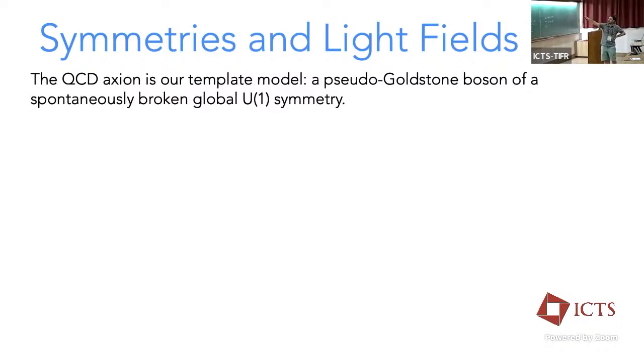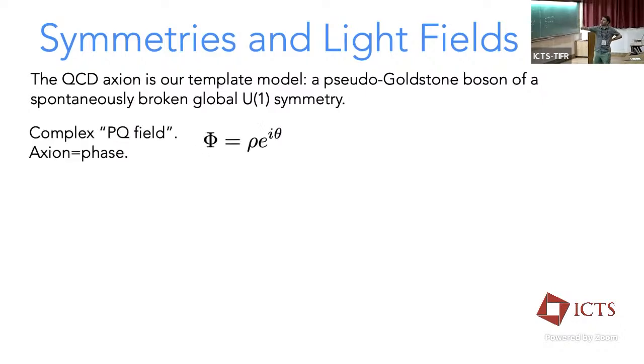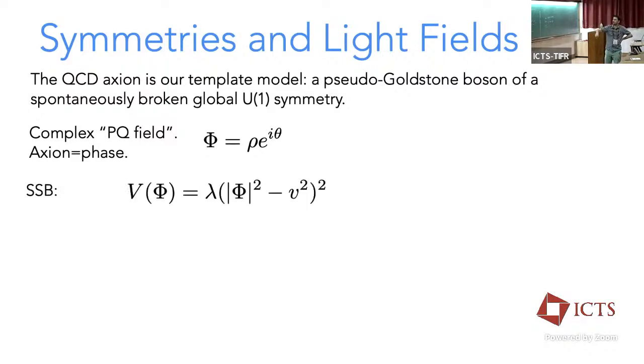So Goldstone boson, something that's massless due to the breaking of a spontaneous global symmetry. Pseudo because it's not exactly massless. So for the QCD axion, we have this complex field, which we call the PQ field, the Peccei-Quinn field, phi, and we write it in polar coordinates, rho e to the i theta. The axion is the phase of this complex field.